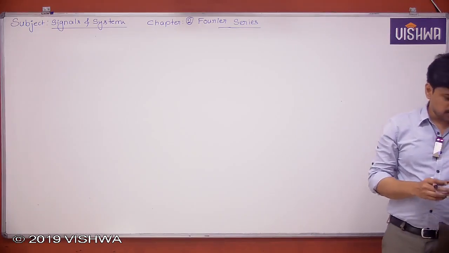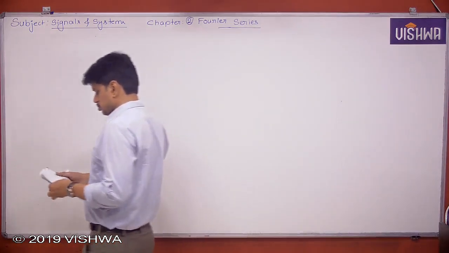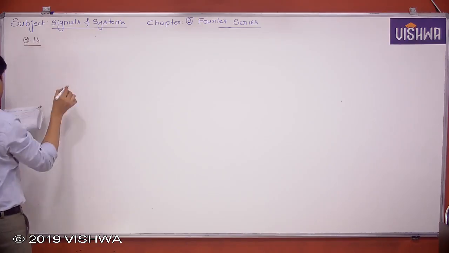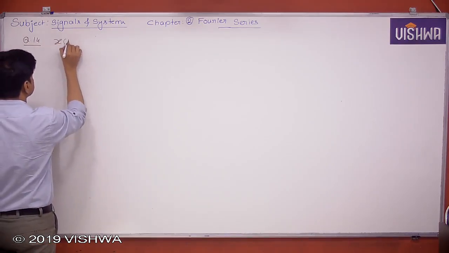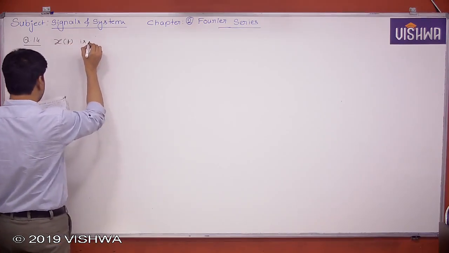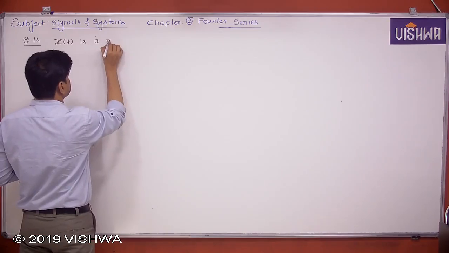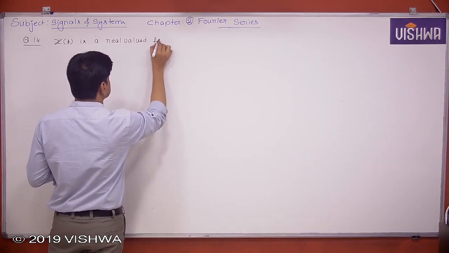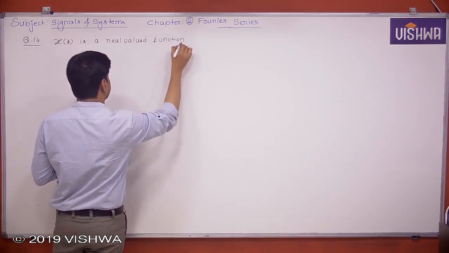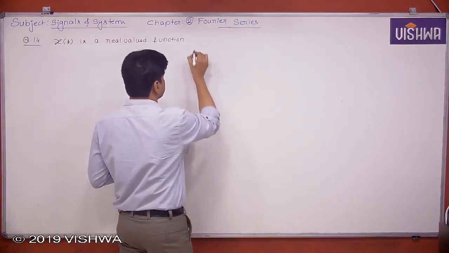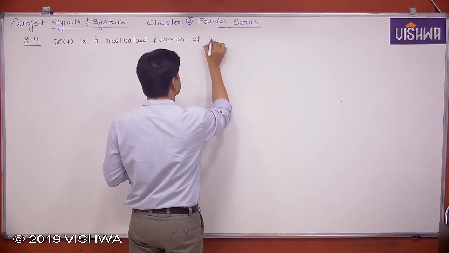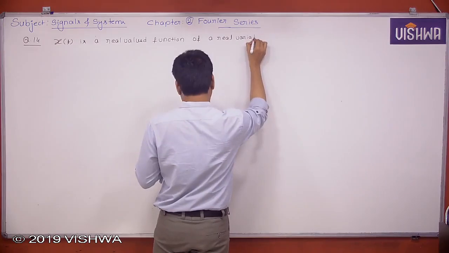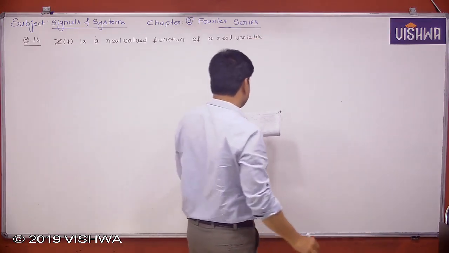Next question. Question number 14. X of t is a real valued function of a real variable with a period T.